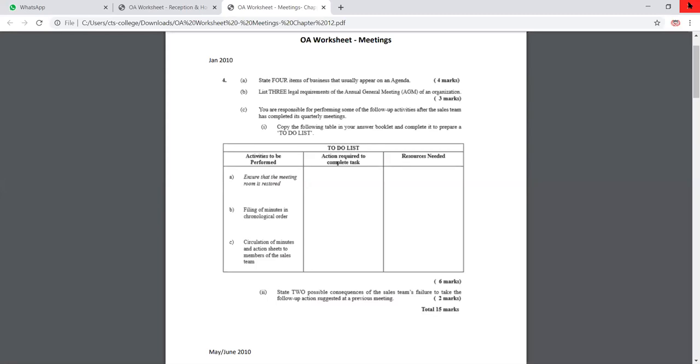B of the question says, list 3 legal requirements of the annual general meeting of an organization. Firstly, let me throw out a question to you. What is an annual general meeting? It is a special meeting which takes place once a year. Very good. The word annual gives it away. Annual means yearly. So it's a special meeting which is only held once per year to discuss basically the financial results of a company.